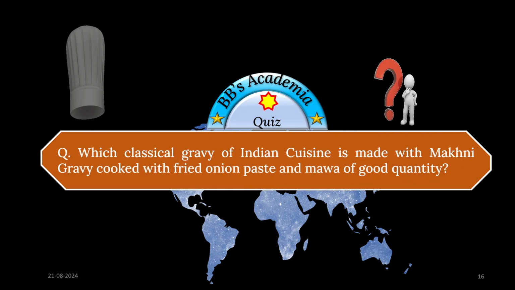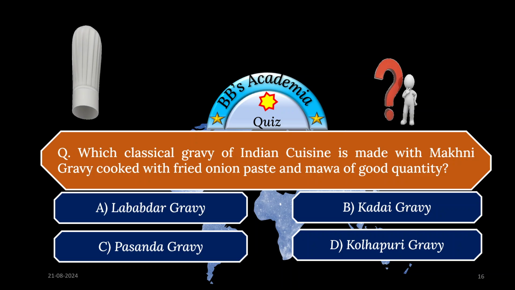Which classical gravy of Indian cuisine is made with makhani gravy cooked with fried onion paste and mawa of good quantity? I repeat the question, go through it properly. Which classical gravy of Indian cuisine is made with makhani gravy cooked with fried onion paste and mawa of good quantity? Your 4 valued options are on your screen now.